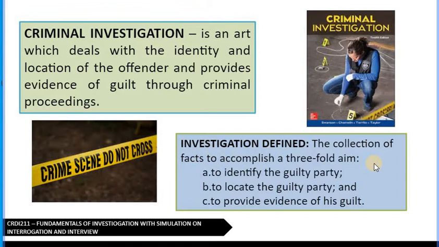So, investigation is defined as the collection of facts to accomplish a threefold aim. Now, ano ba yung threefold aim ng isang investigation? Number 1 is to identify the guilty party. Parang ito yung mga key points bakit natin gagawin ang isang investigation. Sino yung gumawa nun? Number 2, or letter B, to locate the guilty party. After mong nalaman kung sino ang gumawa niyan, kailangan mong matukoy nasan siya ngayon kasi hahanapin mo siya. And number 3, the last one, is to provide evidence of his guilt.